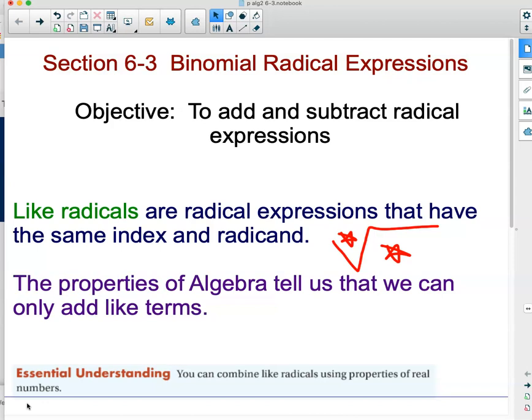Alrighty. The properties of algebra tell us that we can only add like terms. Like I said, A for apple only gets added to other apples. B for banana only gets added to other bananas. That's just how it has to work.